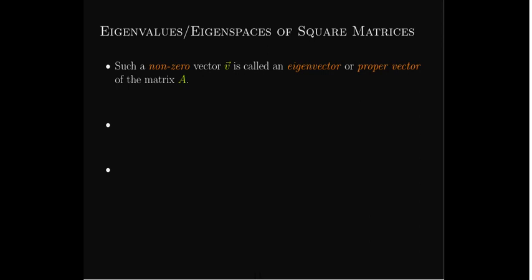Now, if you have a non-zero vector which satisfies that condition, that the product AV is parallel to V, it's called an eigenvector, or a more archaic phrase is proper vector. And the scalar, that scale factor, is called the eigenvalue. And you put them together, we call it an eigenpair. And so this eigen, you're going to see throughout this chapter. We have eigenvalues, eigenvectors, eigenspaces.